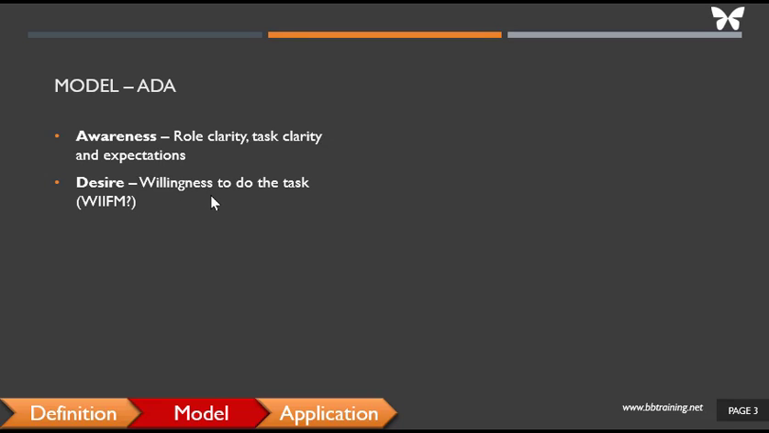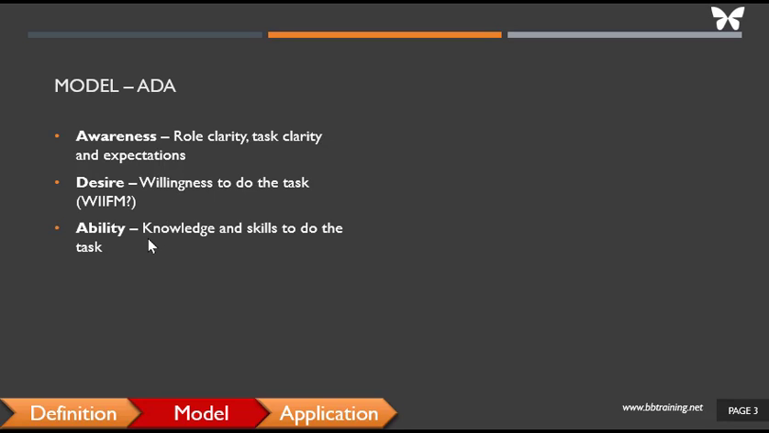The desire is about, do I really want to do this as a delegatee? So when you are delegating a task to somebody, you need to make sure that they are aware of the role, their task, the expectations that you have of them, the customer has of them, and the desire, which means they are committed towards doing the job. The willingness is there in them, which we say, what's in it for me, which is part of motivation. Are they motivated enough to get the job done?